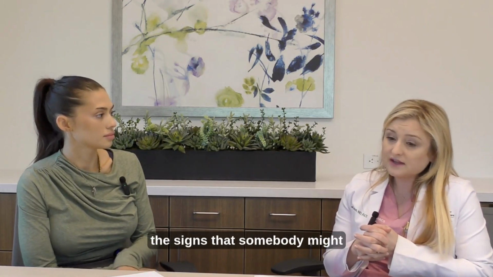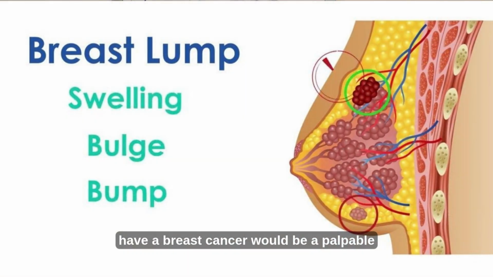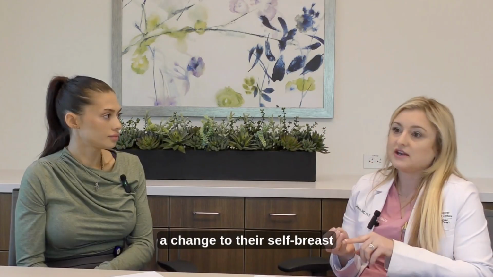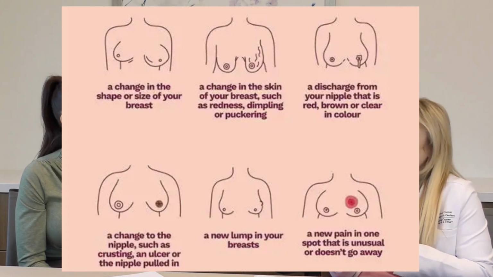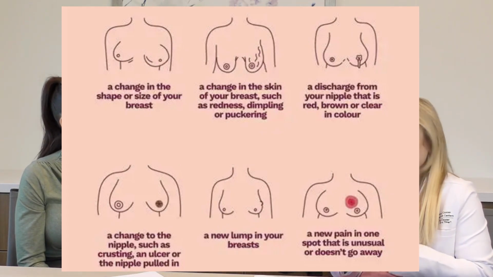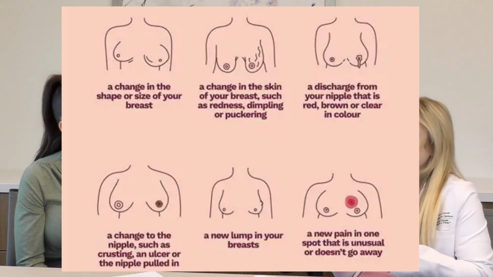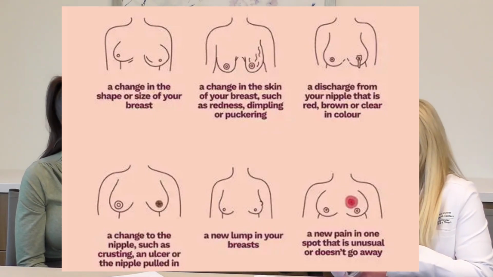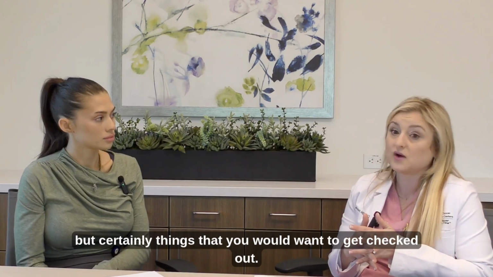Now, the signs that somebody might have a breast cancer would be a palpable lump, or a lump that they can feel in the breast, a change to their self-breast exam, whether it be skin dimpling or nipple discharge, or even the nipple has slightly changed shape or started to indent. Those could all be signs of a breast cancer. There aren't necessarily a for sure sign of a breast cancer, but certainly things that you would want to get checked out.